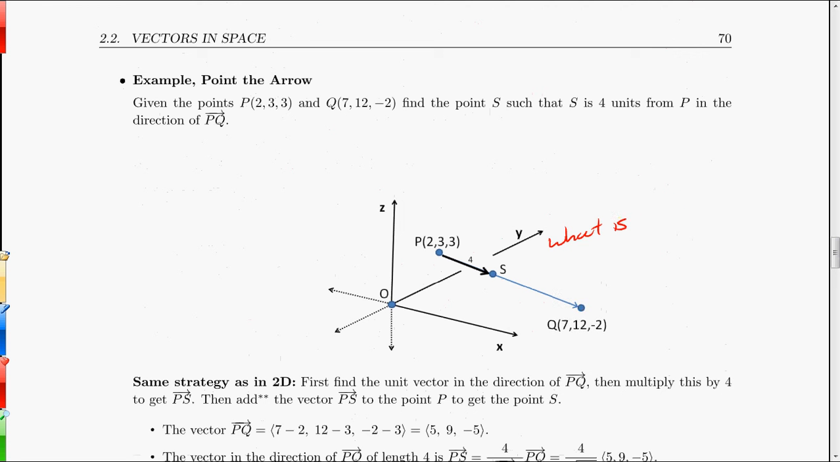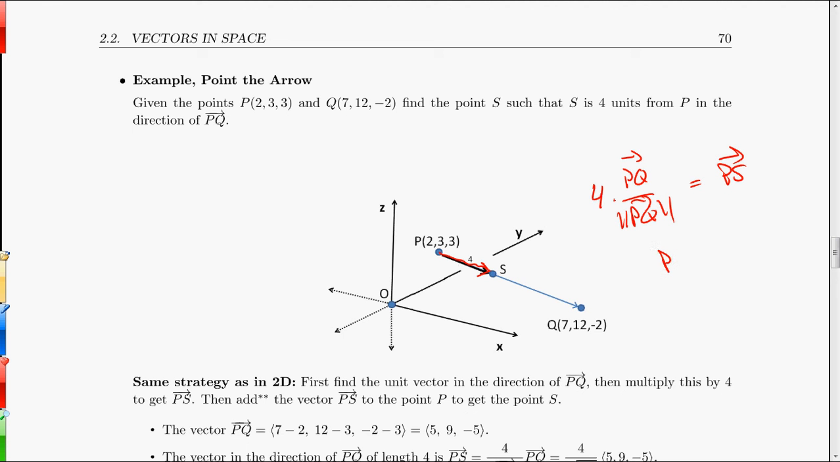Okay, and so here's the standard process for this type of game. This would be difficult if we were doing this in standard algebra with lines and things. It's easy with vector math. I'm going to take PQ and figure out what that vector is, so that's this whole thing here. Then I'm going to divide by its length, which will give me the unit vector in the direction of PQ. And then I multiply that by 4, and that's going to be this vector PS.